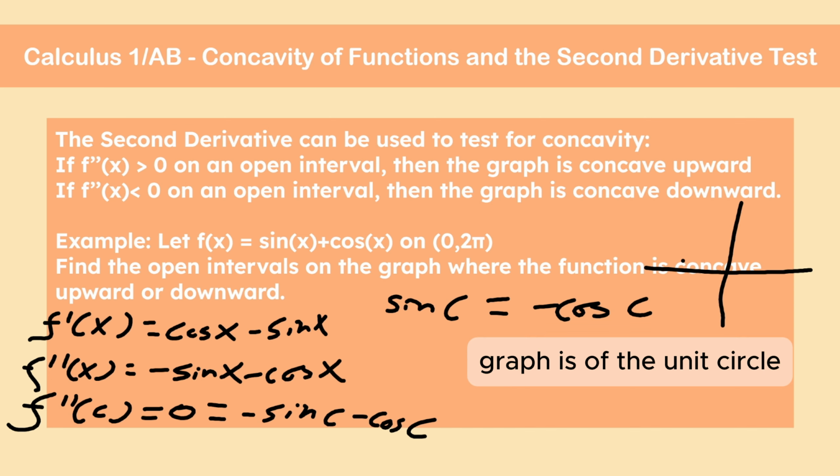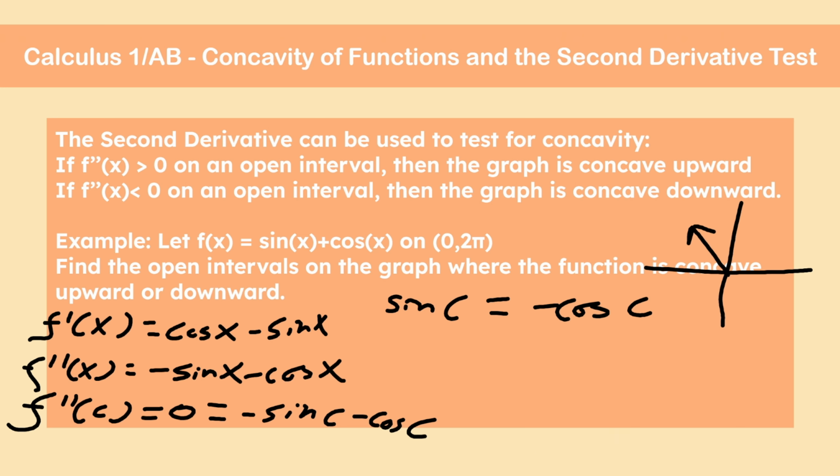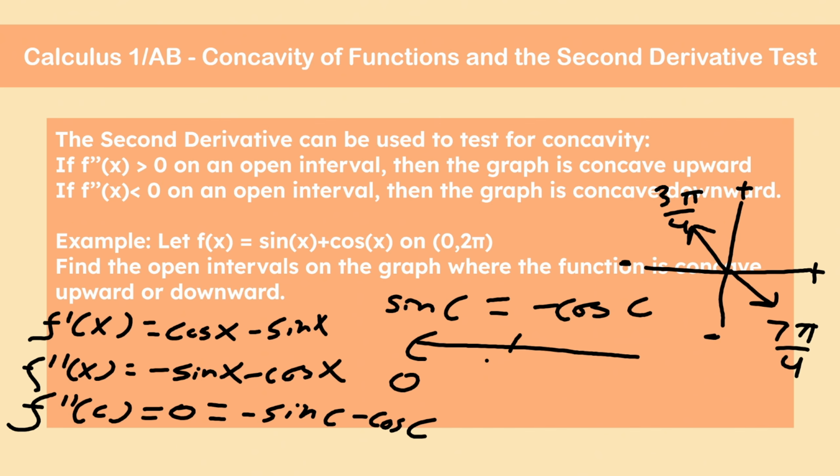This occurs at this angle and this angle over here. This is going to be 3 pi over 4 and 7 pi over 4, because over here sine is positive but cosine is negative, and over here cosine is positive but sine is negative. So our intervals are going to be from 0 to 3 pi over 4, to 7 pi over 4, to 2 pi. And we're going to plug in values in between these intervals to see the sign of the second derivative. So let's plug in pi over 2 into here.